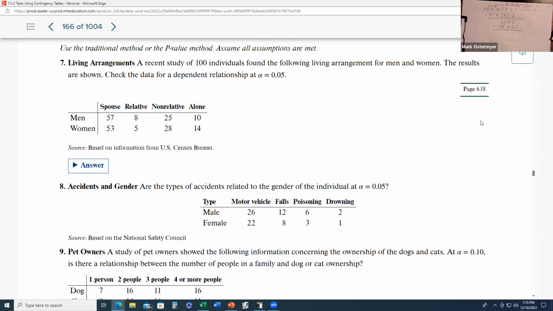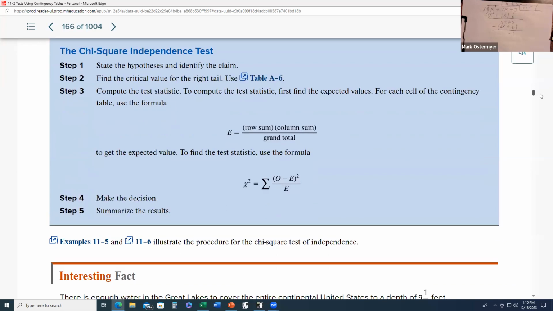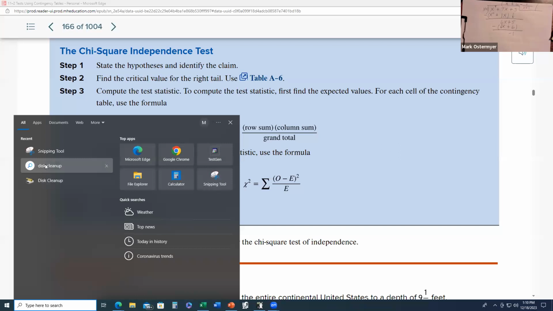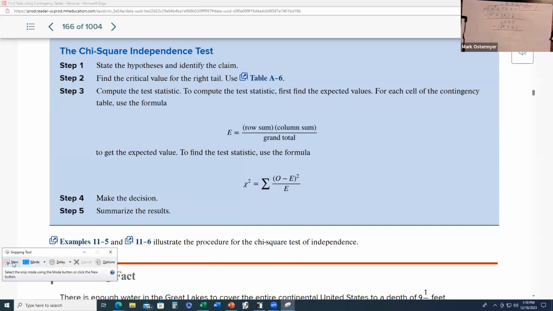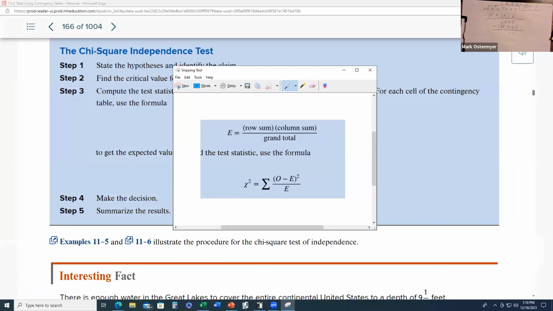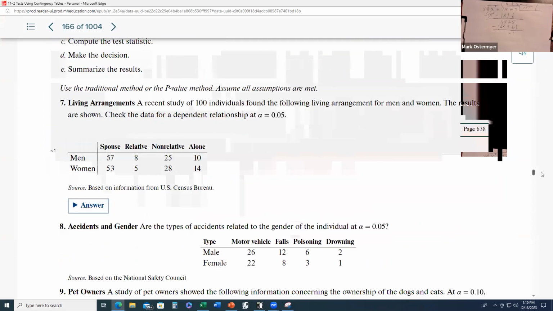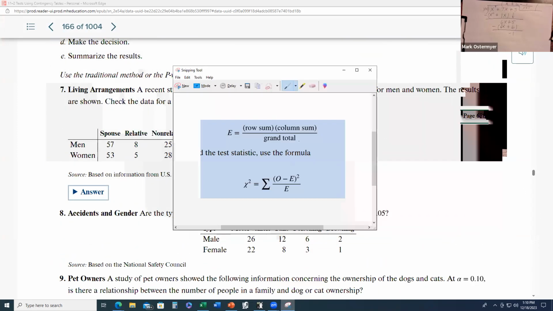What I'm going to do here is I'm going to go up here, and I am going to snip this right here and then bring it on down so we can see this here. This shows you how to compute your expected values that you need to compute your test statistic. Okay, let's go down to problem number seven now. I'll bring this up. All right, let's read problem number seven.